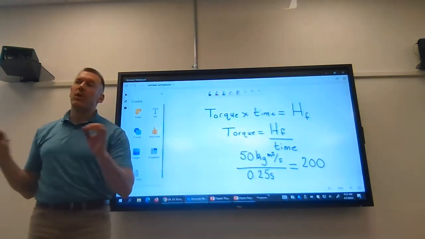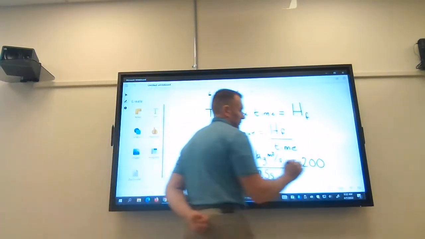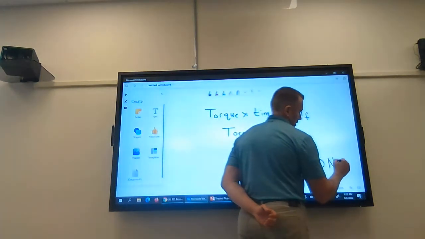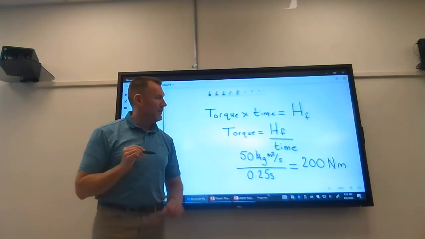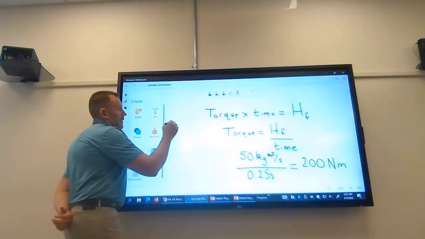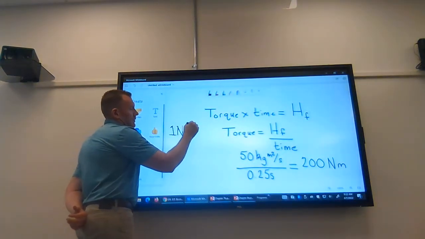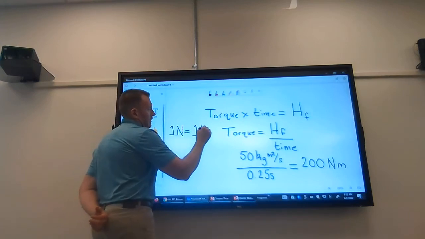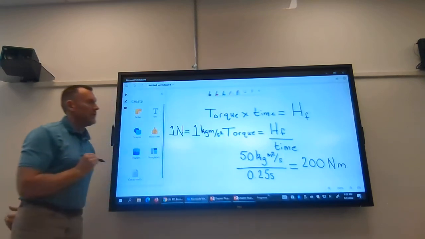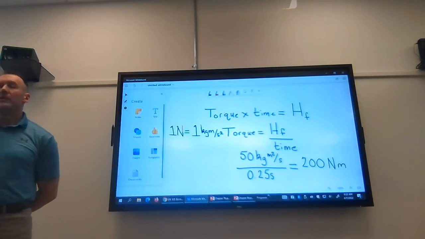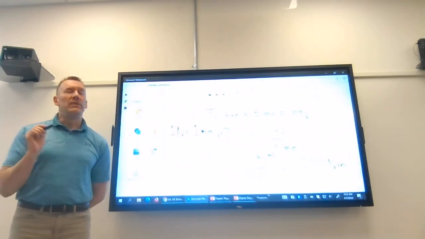what are the units for torque? If we're talking torque, what units do we have? Yeah, Newton meters. Newton meters. So how do we get a Newton meter out of this right here? Well, if we consider 1 Newton is equal to 1 kilogram meter per second squared. That's another way of thinking about newtons. 1 Newton is equal to 1 kilogram meter per second squared.